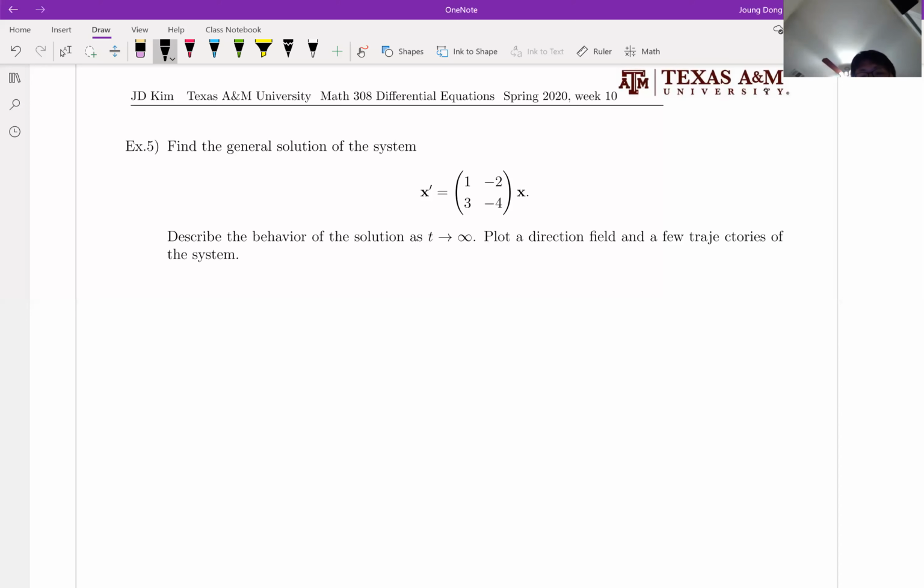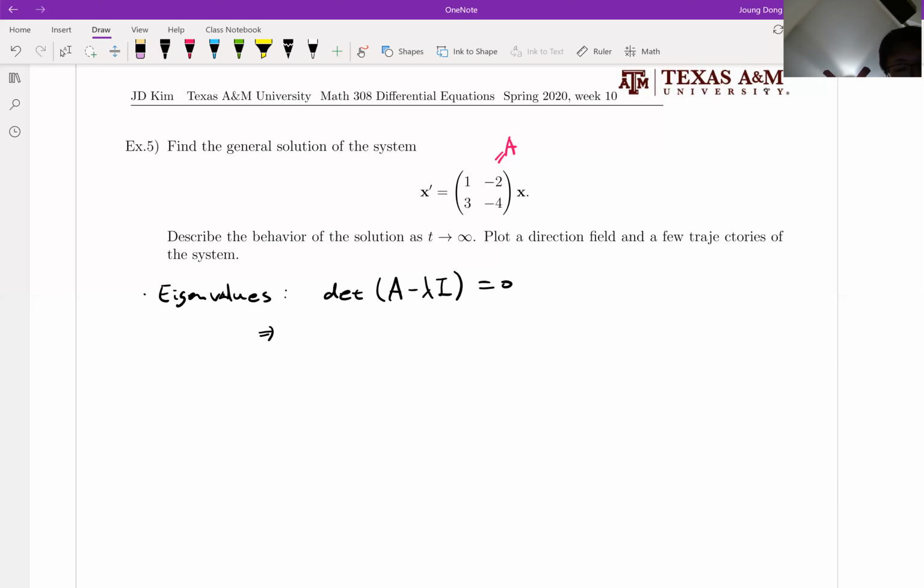The matrix 1, -2, 3, -4 is the matrix A. Then we will try to find the eigenvalues of this matrix. How can you find them? We're going to set the determinant of A minus lambda I equal to 0.